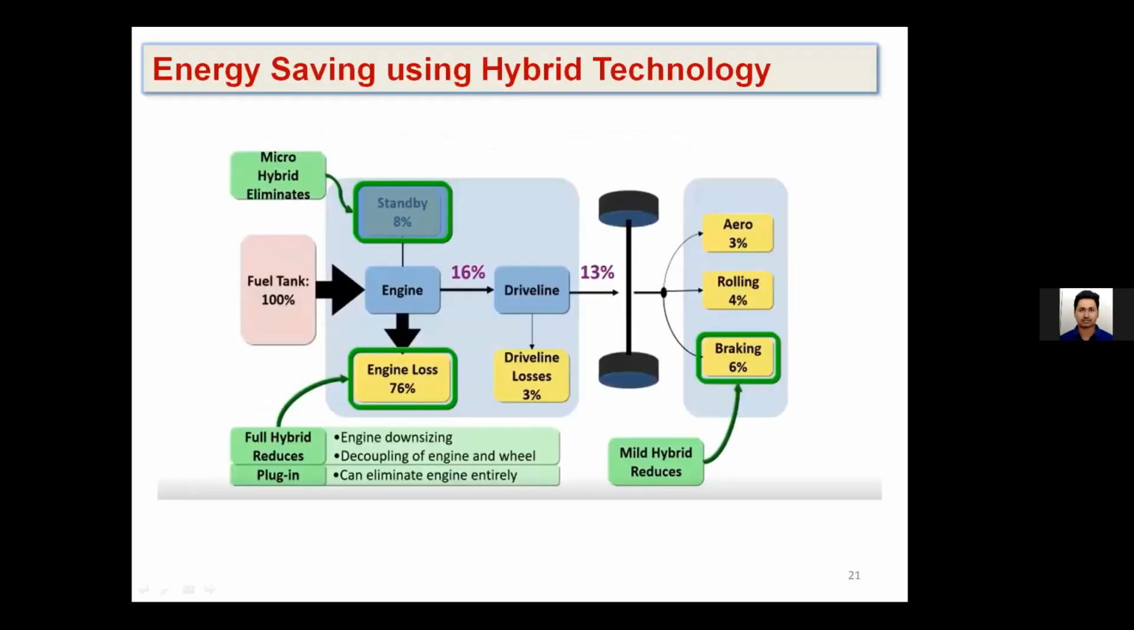So in a conventional engine, we have seen the various losses that are associated. With hybrid technology, previously we have seen micro hybrid. If we go with the micro hybrid model, it eliminates the standby losses. Through this, we can reduce this particular loss. Similarly, if we go with the mild hybrid, the first model, it reduces components like braking to some extent.